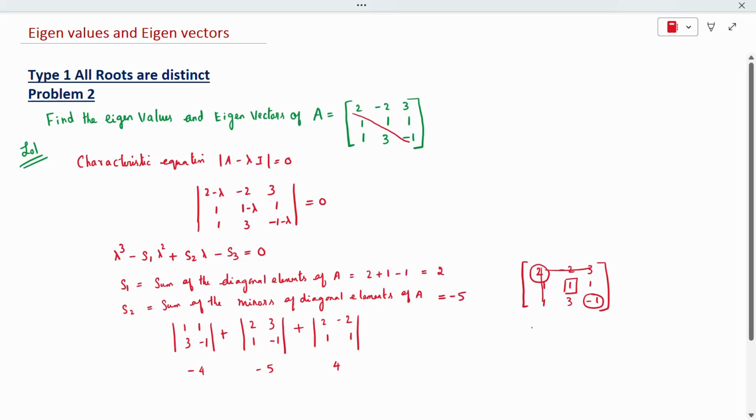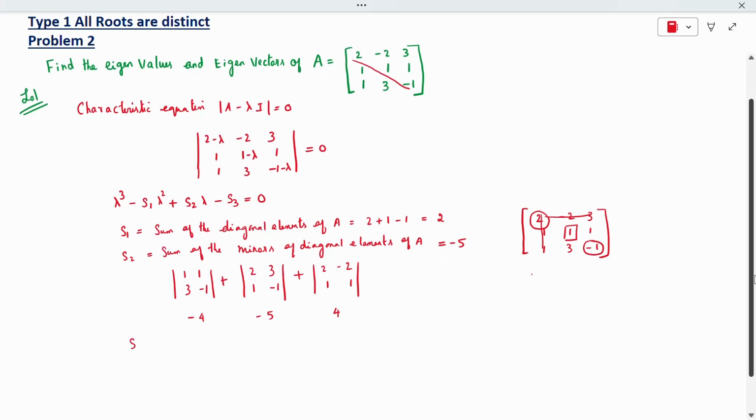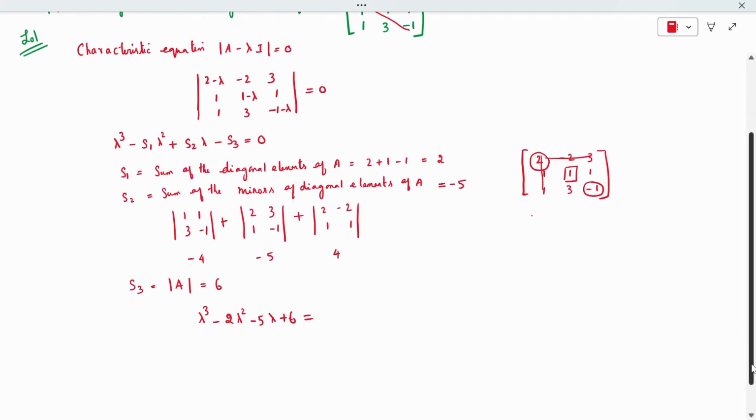So completed. S3 is nothing but the determinant of A. This determinant you can calculate in a calculator. You will be getting the answer to be 6. Okay, so all the three data we have calculated give lambda cube minus 2 lambda squared minus 5 lambda plus 6 equal to 0. This is a cubic equation.